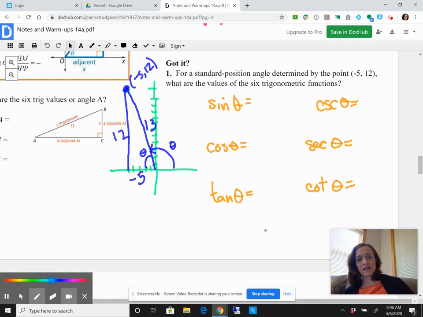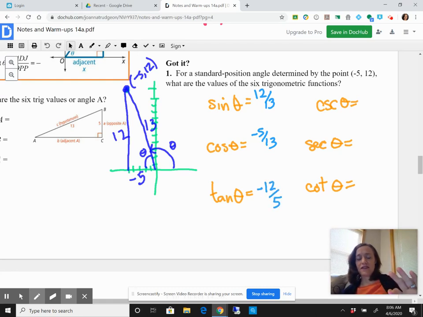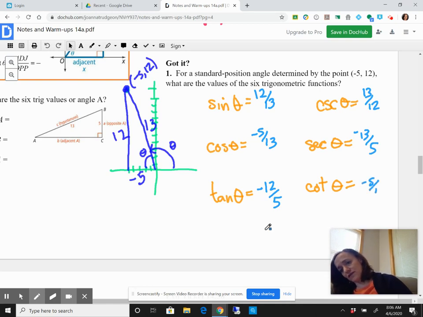The first one, sine, from this angle here, is going to be opposite over hypotenuse, 12 over 13. Cosine is adjacent over hypotenuse, -5/13. Tangent, opposite over adjacent. So write the negative in front, -12 over 5. And then the reciprocal functions are just these flips. So this is 13 over 12, -13 over 5, let's say, put the negative in front, and -5 over 12.